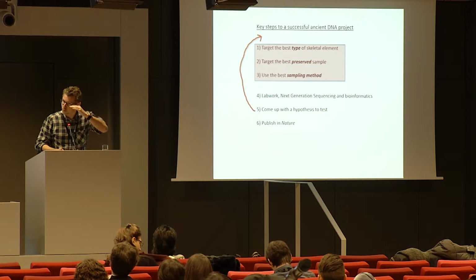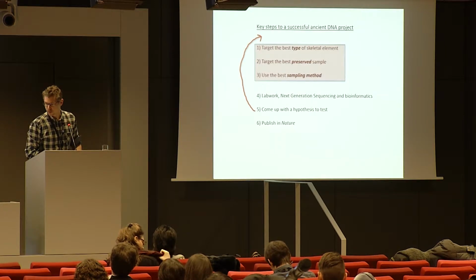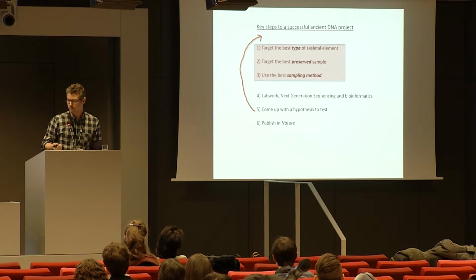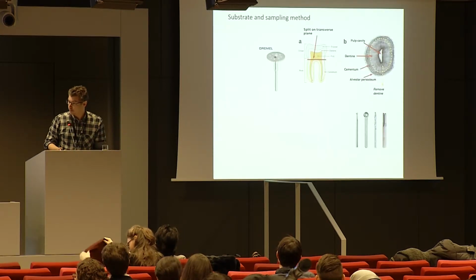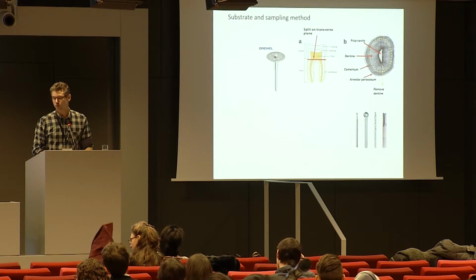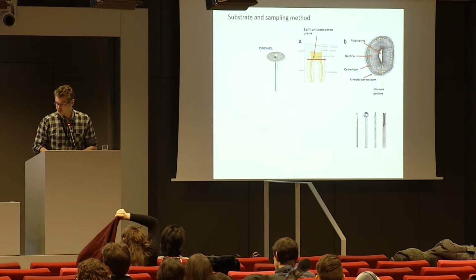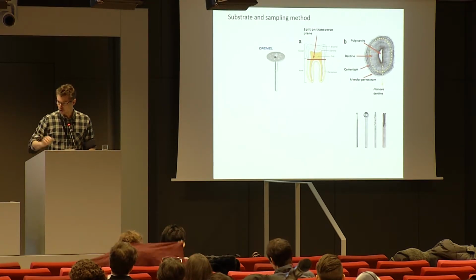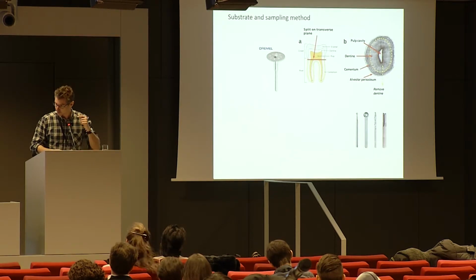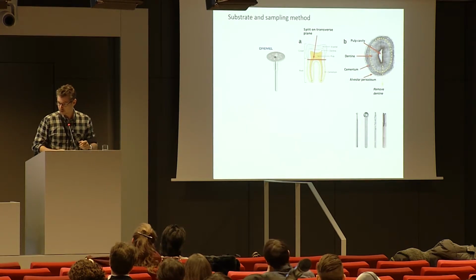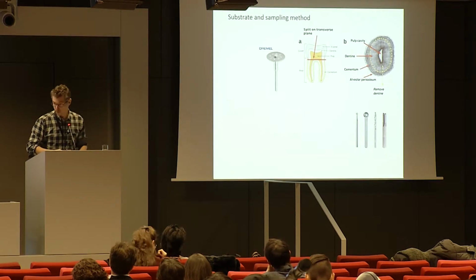Anyway, I'll focus here mostly on the first 3 steps. So a few words about substrate and sampling method. We use teeth a lot in our research, and for quite a few years when I sampled a tooth, I would cut it open like here, and then I would specifically target the dentine layer inside the tooth root. You can see that on the cross section to the right.